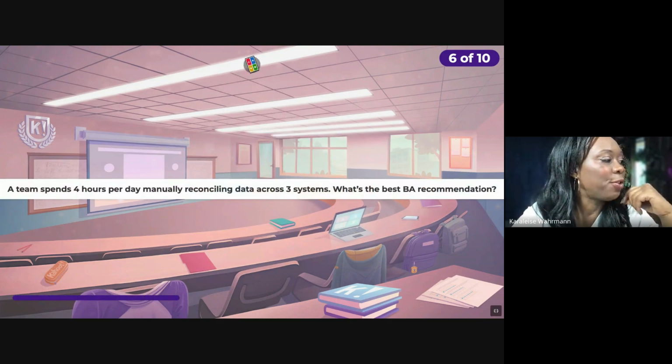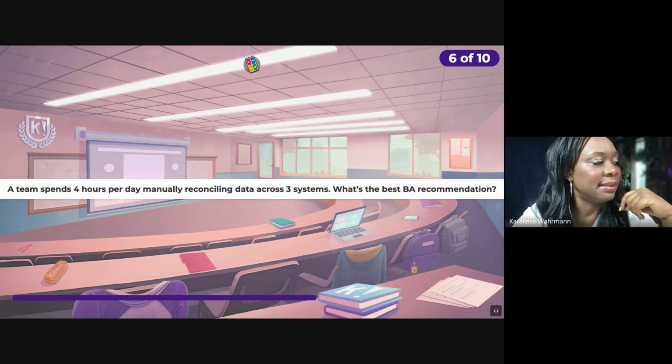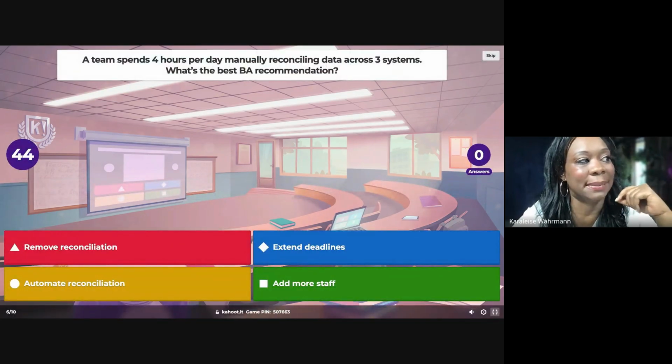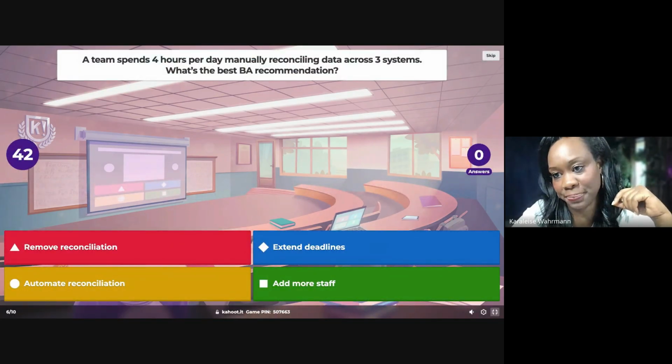A team spends 4 hours per day manually reconciling data across 3 systems. What's the best BA recommendation?